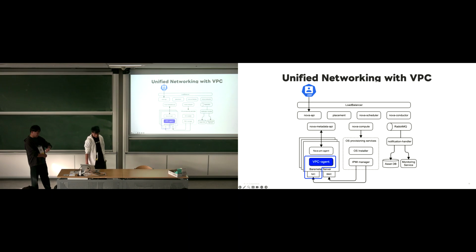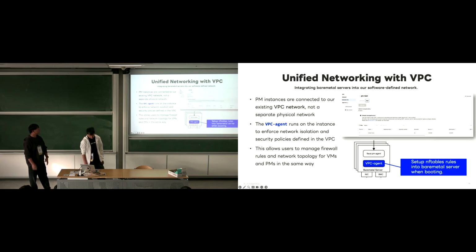And second, this is a unified network with the VPC. So after the Baremetal server is booted, some configuration is required inside the Baremetal server's OS. Especially, this is the VPC agent doing some network features. The PM instances are connected to our existing VPC network, another separate physical network. I'm calling this a VPC network, but please imagine that this is totally equal to the Neutron network and Neutron subnet. And a VPC agent runs on the instance to enforce network isolation.